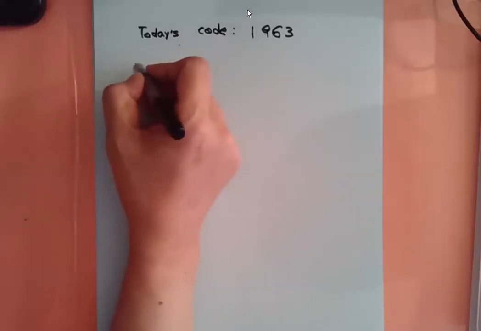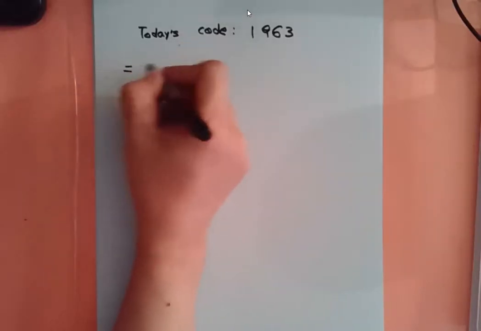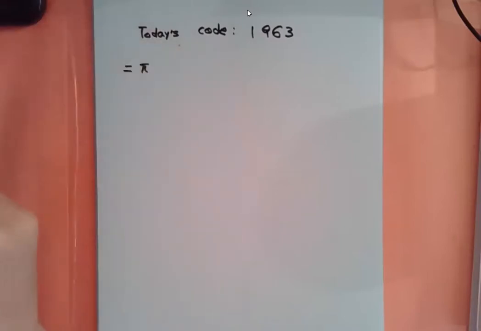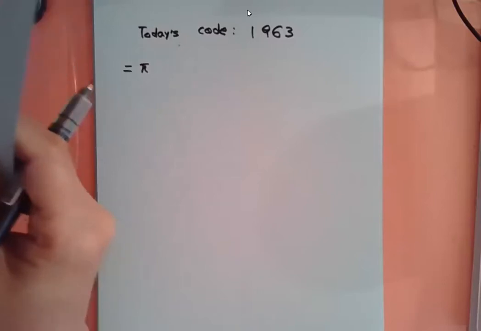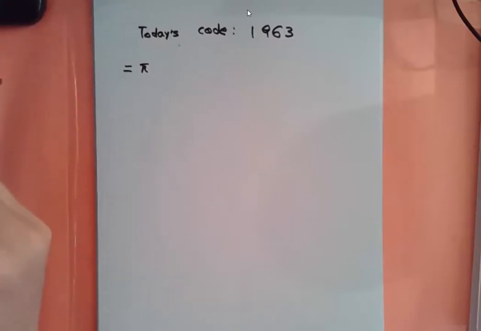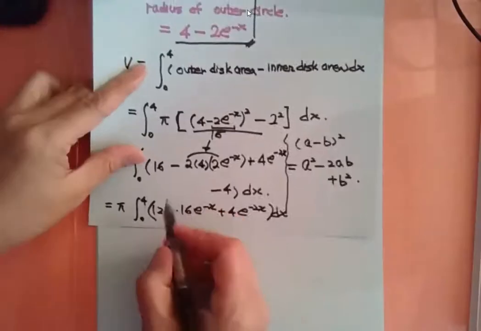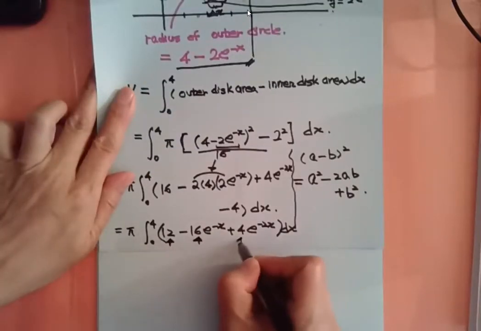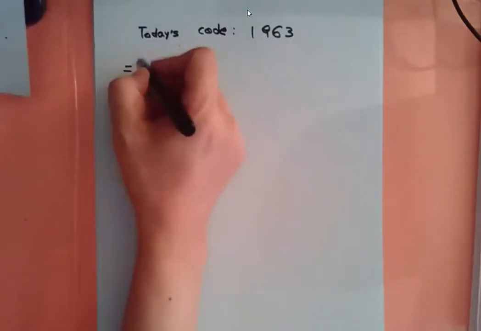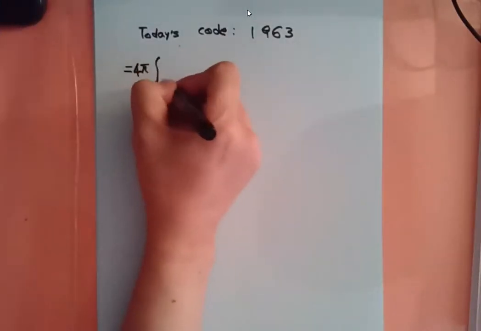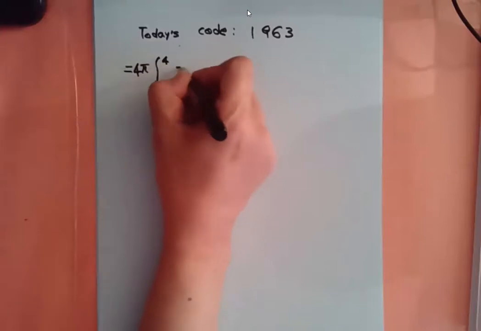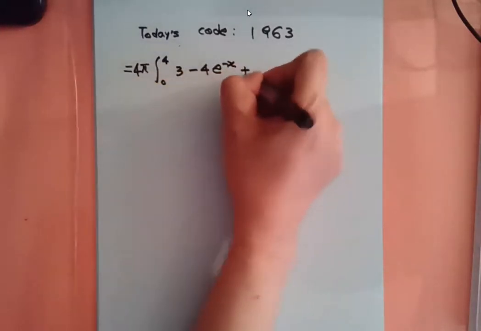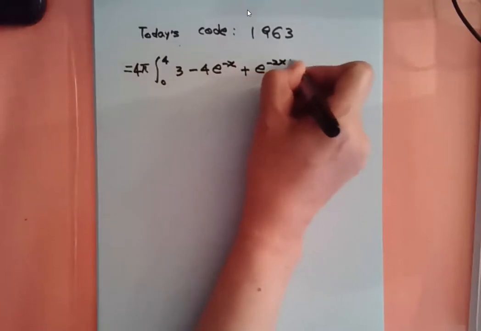Let's do term by term integration. Pi, if you look at this, then there is a common factor that is 4. So we can rewrite that as 4 pi integration 0 to 4, 3 minus 4 e to the minus x plus e to the minus 2x dx.